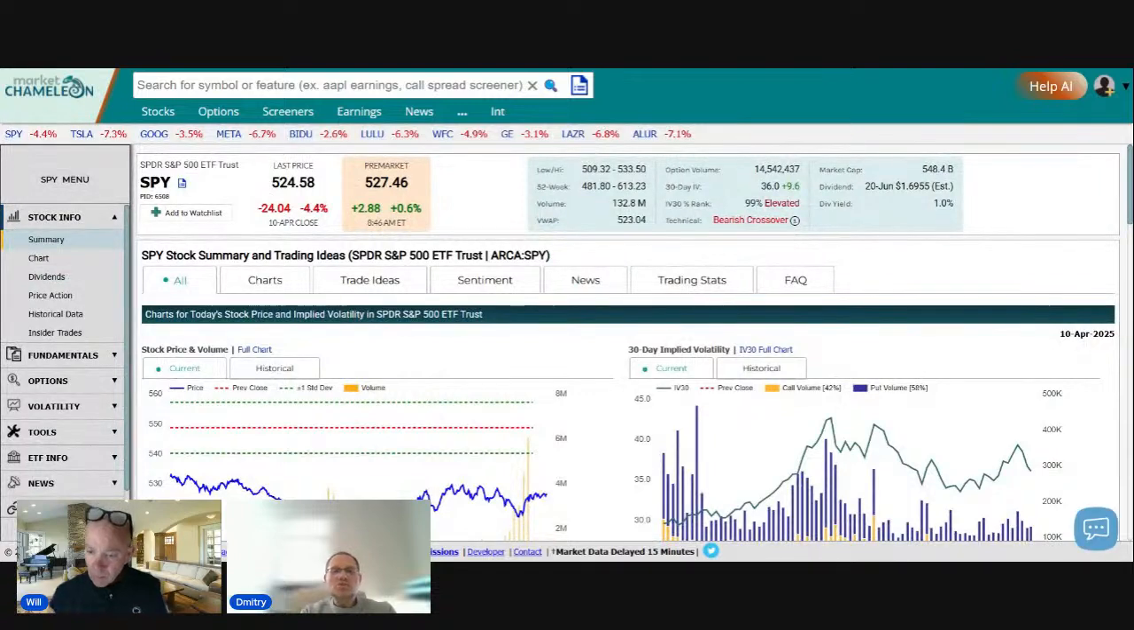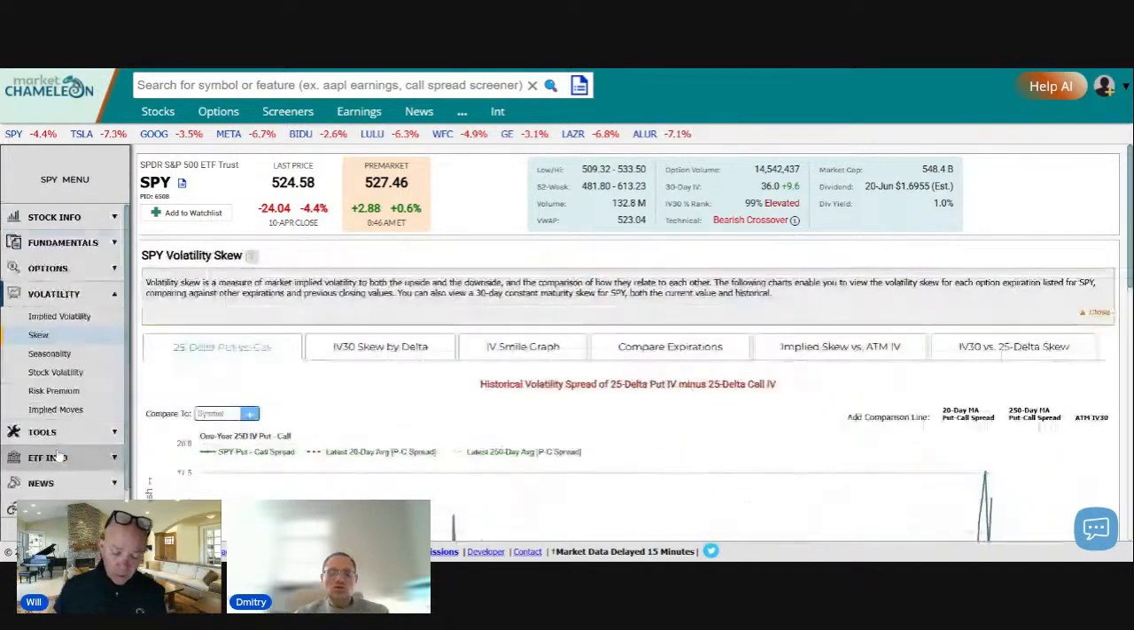Type in SPY in the search box, and you come to this main page. On the left-hand side, there's a menu. Click on volatility, and then click skew.